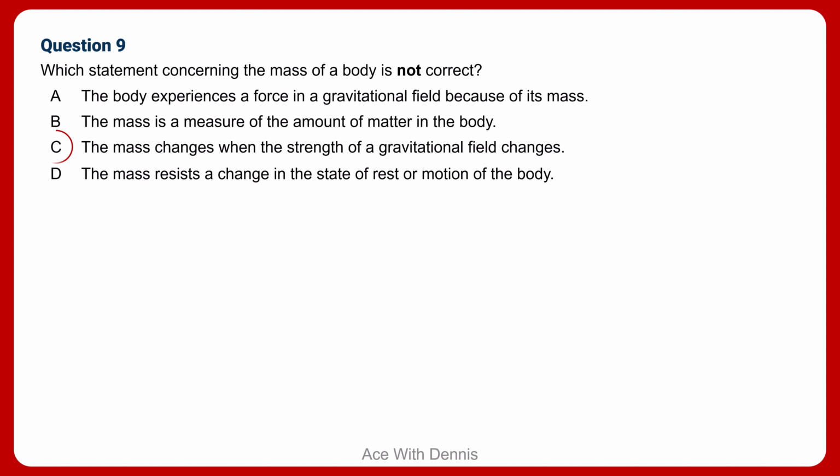The answer is C. The mass changes when the strength of a gravitational field changes. Option B is the definition of mass, which is a measure of the amount of matter in the body. Hence, it will not be affected by the strength of a gravitational field. For option A, the body experiences a force in a gravitational field because of its mass, and this force is called the weight of the object. For D, the mass resists a change in the state of rest or motion of the body, and this resistance is called the inertia.